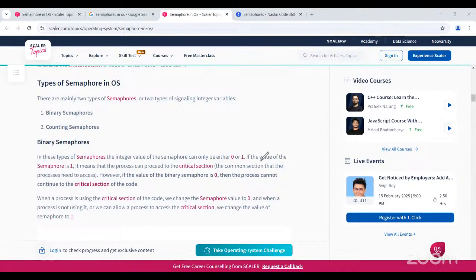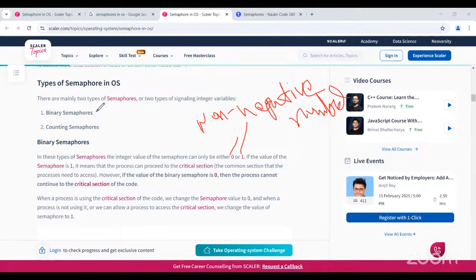This binary semaphore has either 0 or 1, whereas a semaphore has a non-negative number. Semaphore has a non-negative number, whereas a binary semaphore has 0 or 1.